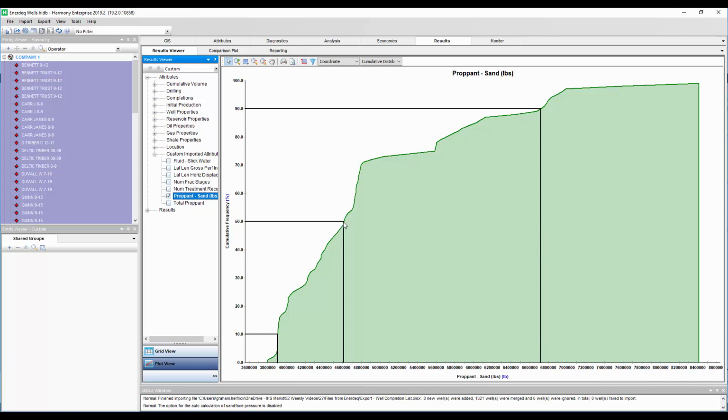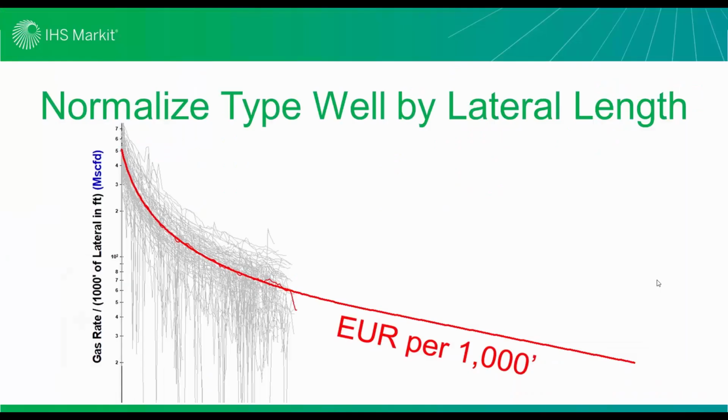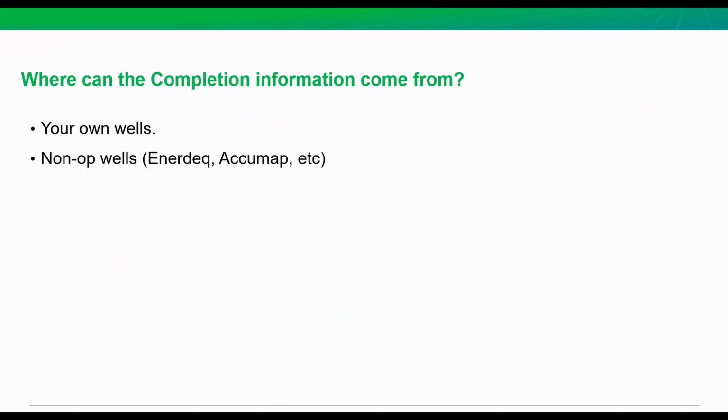Okay, so really easy. Again, review episode number 7 if you want to see more options for doing these cross plots. And again, if you want to normalize your type well by any of these completion variables, go check out episode number 25. And that's it. So remember, you can do this with your own wells, with your detailed completion data, or for your non-operated wells like I showed here. But what does this really mean for you?